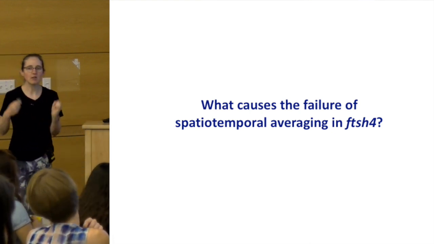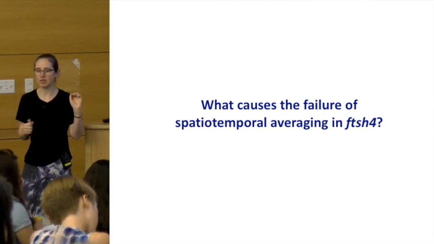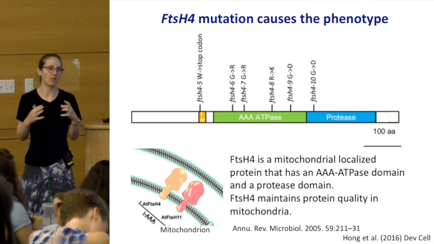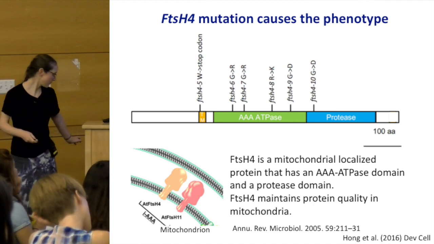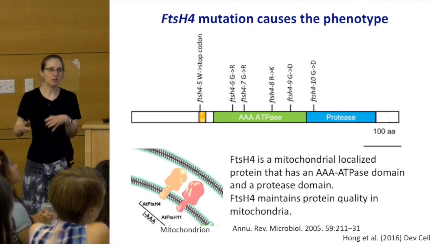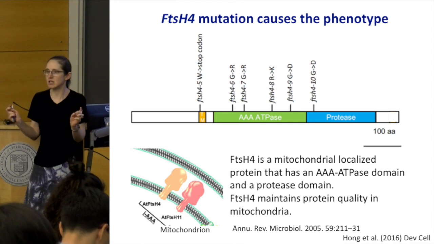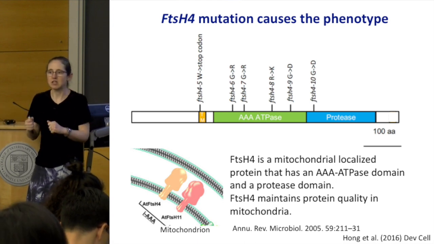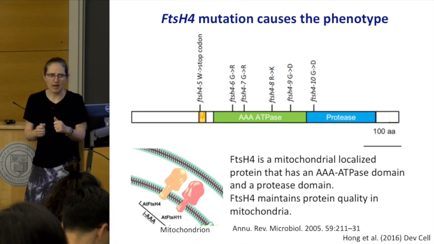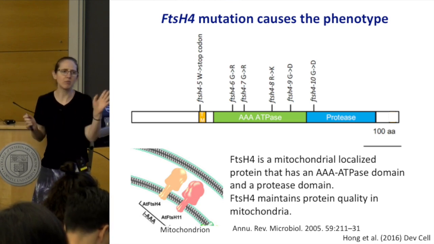So now we need to get into the molecular level and ask, what causes the failure of spatial temporal averaging in FtsH4? What's going on at the gene level? We mutated a gene. So Leland cloned the gene, and she did a traditional mapping, and she mapped it down to an interval and had a bunch of candidate genes, and we kept guessing genes and sequencing them, and they were fine. And then she's finally like, well, there's this mitochondrial protease. I'm like, yeah, don't bother. It can't be that one.